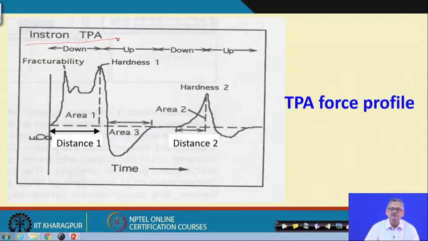But we would like to know how much, like you have taken a peanut in your mouth. Now you have to put pressure through your teeth, right. How much teeth pressure is given, that you are mimicking through this TPA or texture profile analysis, right.